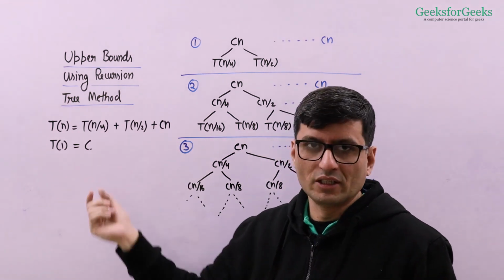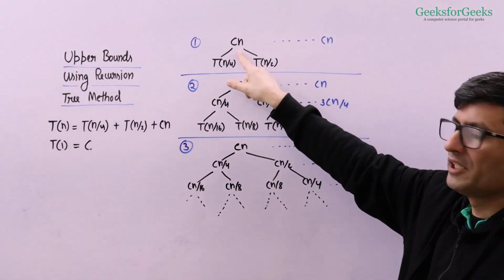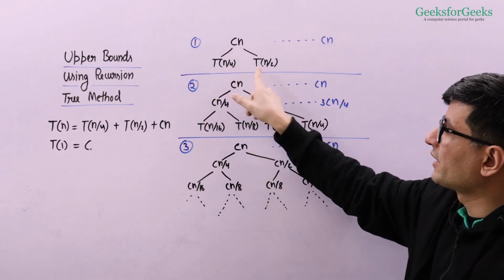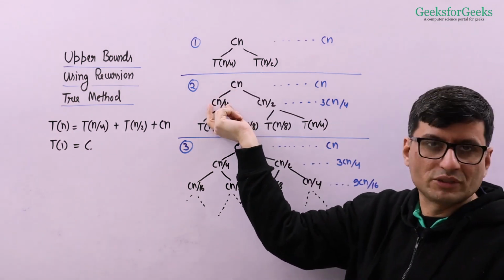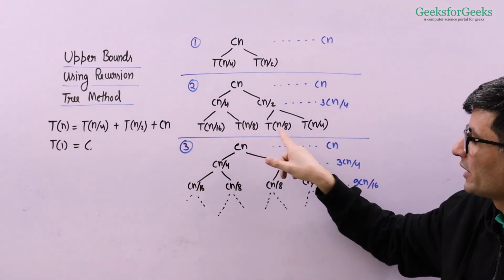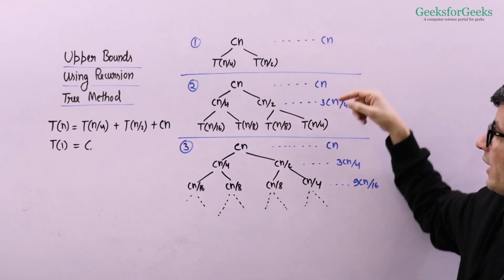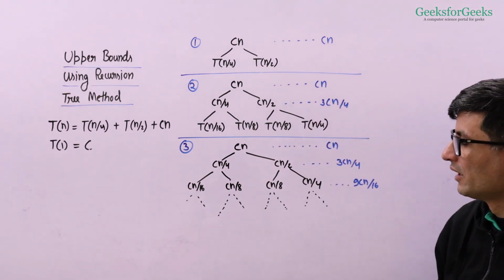T(1) is C. So if I break this using a normal recursion tree method, what will happen? I'll write the non-recursive part, then I'll write the recursive parts. Then I'll break it further. The non-recursive part of this is going to be Cn/4. This is going to be Cn/2. Then T(n/16), T(n/8), T(n/8) and T(n/4). And if I do the sum of these terms, I'll get 3Cn/4 here and Cn here.